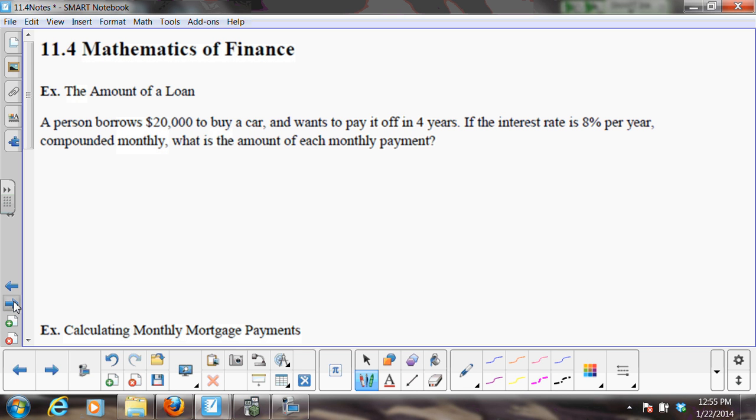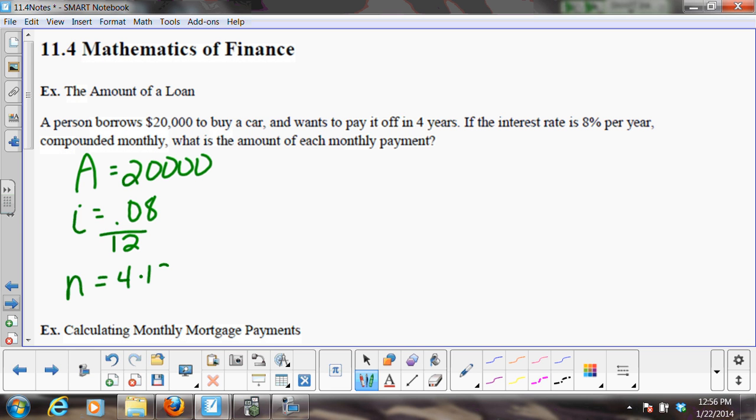So if we have a person who's going to borrow $20,000 to buy a car and wants to pay it off in 4 years, our A is the $20,000, our I is 8% a year, but we're doing it monthly, so divided by 12. That gets a really long decimal, so just leave it like that. Then we are going to pay it off in 4 years. So 4 years, 12 monthly payments a year, 48 payments.